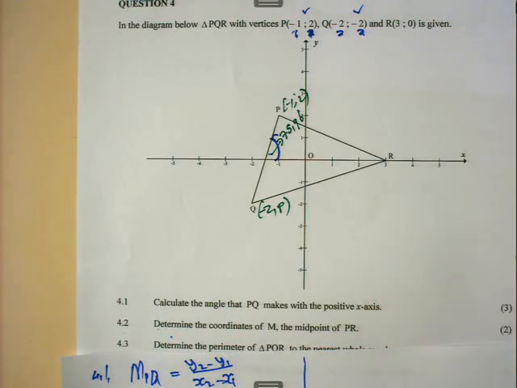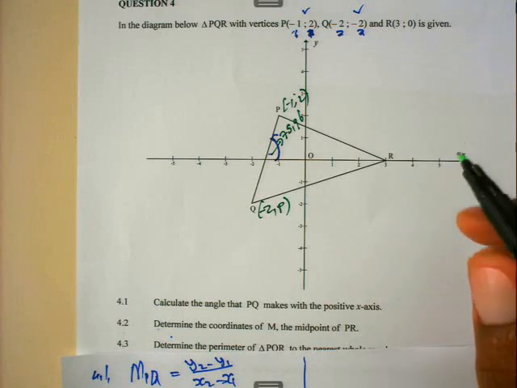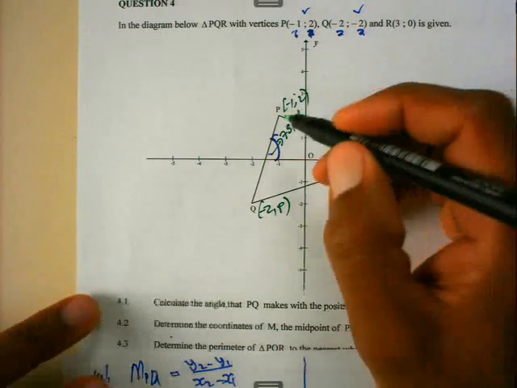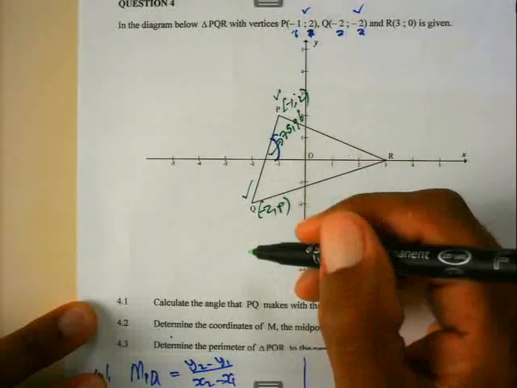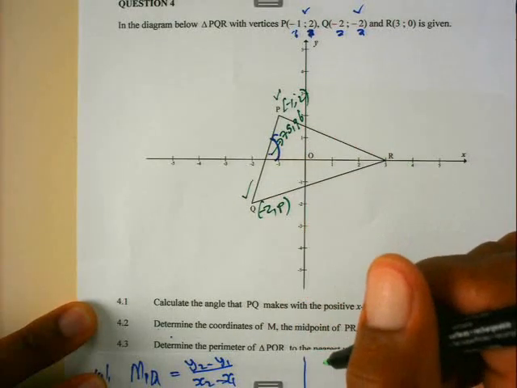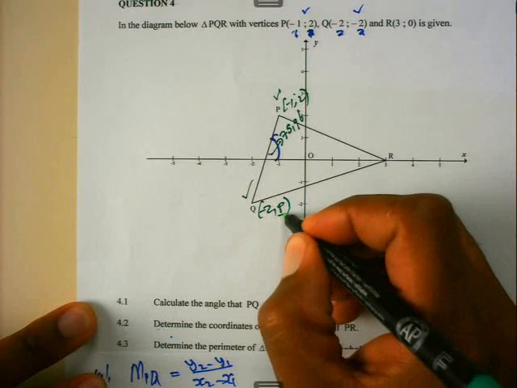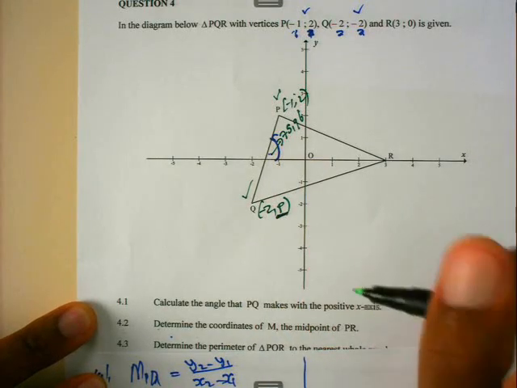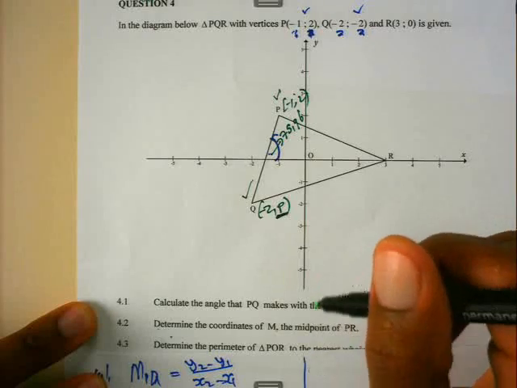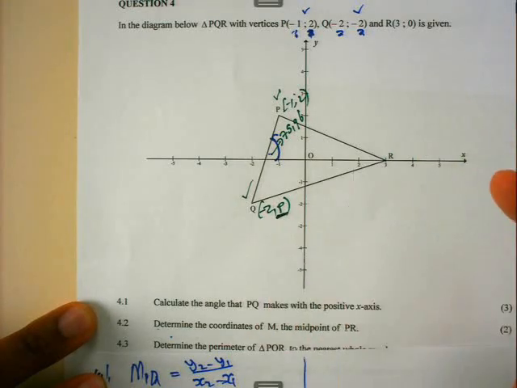Remember, for you to determine the gradient, you must make sure that you have the 2 points. Of course, when I look at this one, I have P as well as Q. But the problem here is I cannot use the gradient formula. Why? Because I don't know the value of P. Therefore, I cannot use the gradient formula. Then I must look for another way.